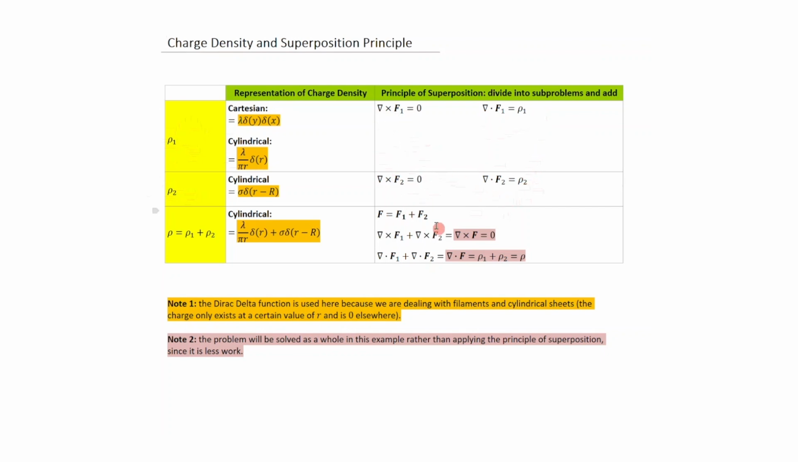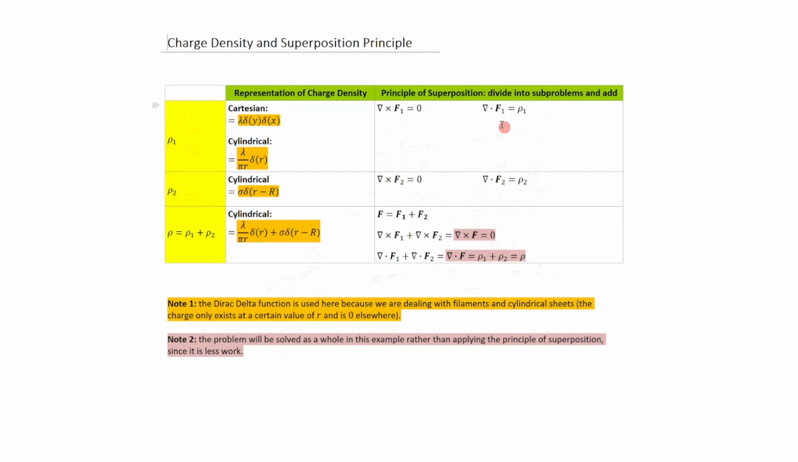Now let's take the sum of the two fields, which is superposition. If we take the sum of the two, and take the curl of both sides, curl of F1 plus curl of F2, because this is a linear operation, is equivalent to the curl of F. And because this is equal to 0 and this is equal to 0, the curl of F is also equal to 0. This is for the total field. Divergence, we can do the same thing. It's a linear operator, so divergence of F1 plus divergence of F2 is equal to the divergence of F. But the divergence of F1 is equal to rho 1, the divergence of F2 equals rho 2, and rho 1 plus rho 2 equals rho. That's the total charge, which is the total charge that we see here.